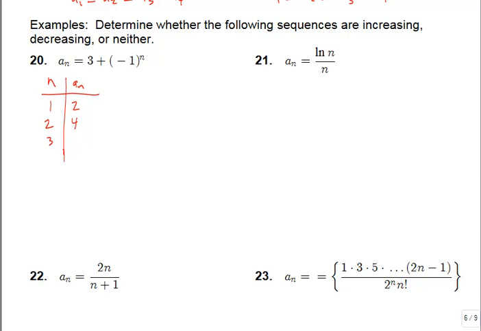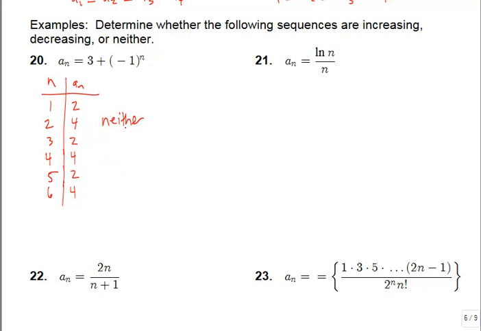If n is 3, we're back to an odd, so this is negative. 3 minus 1 is 2. Even, we're back to plus, so this becomes 4. And hopefully you can see here that these are going to alternate between 2 and 4 and 2 and 4 and 2 and 4. So are these terms getting bigger or smaller consecutively? No, they're oscillating back and forth. So this would be neither increasing nor decreasing.